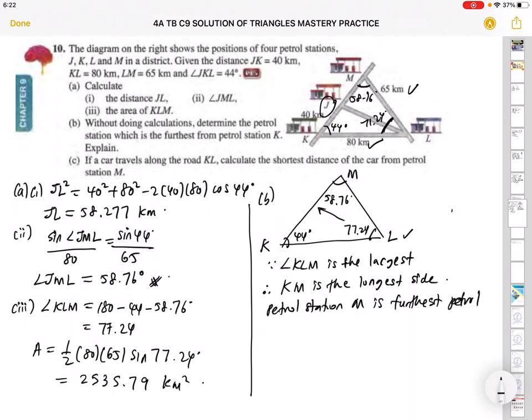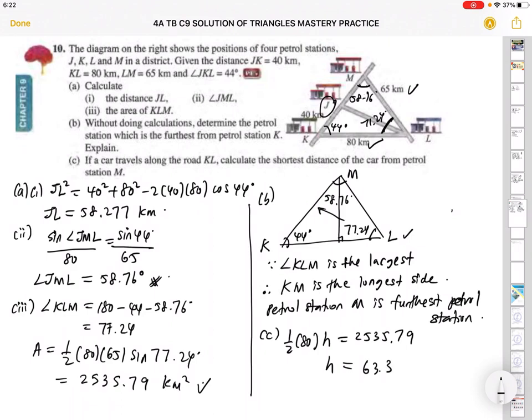Okay, part C. A car travels along road KL. Calculate the shortest distance of the car from petrol station M. Okay, so now the shortest distance from M to line KL is this. So we can use half times base times height, which is the area of the triangle, and compare with the area that we got earlier in A Roman 3. So I use half times base. KL we know is 80. Height I call it H, 2535.79. My H is now 63.395 in kilometer.